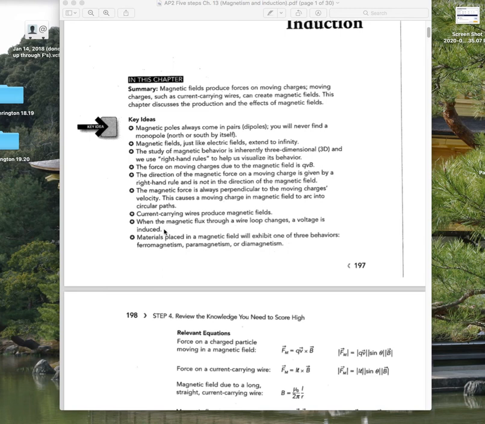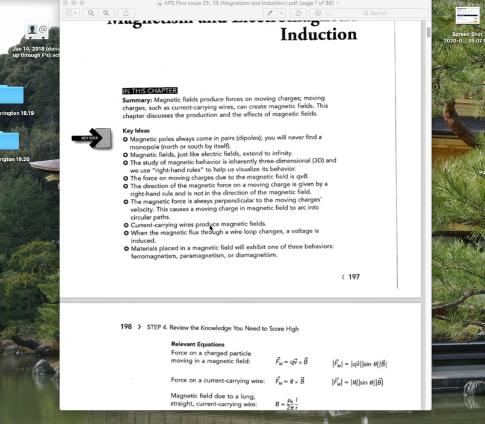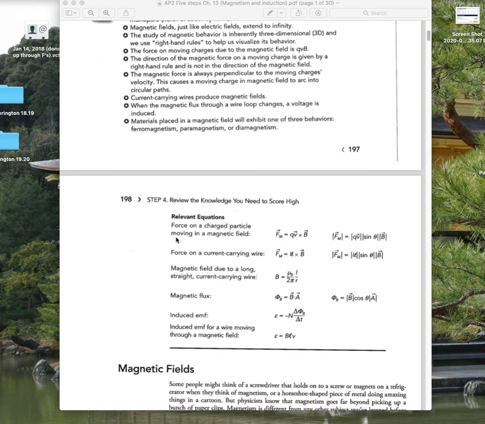Current carrying wires produce magnetic fields. And when magnetic flux, which is basically magnetic field strength times area, through a conducting loop or square changes, you induce a voltage and you induce a current to oppose that change in flux.